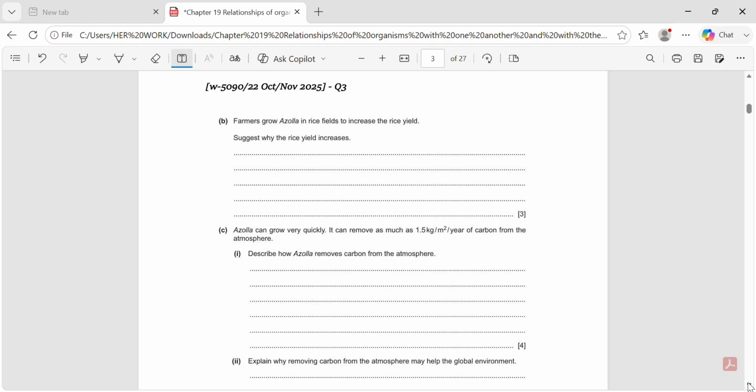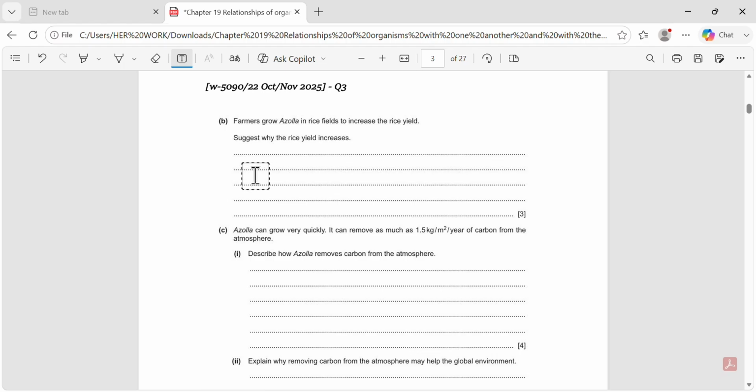Now, Part B asks, farmers grow azolla in rice fields to increase the rice yield. Suggest why the rice yield increases. The key point here is the presence of nitrogen-fixing bacteria inside the azolla leaves. These bacteria convert atmospheric nitrogen into nitrates, which are released into the water or soil. The rice plants absorb these nitrates through their roots and use them to make proteins and amino acids, which are essential for growth.